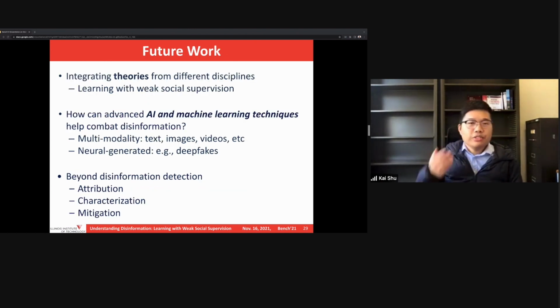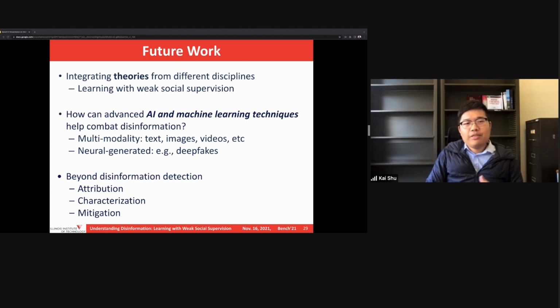So in terms of future research, there's a pressing need for interdisciplinary research. First of all, how to integrate theories from different disciplines such as social science, psychology theories, and so on, into machine learning models, right? So one way is to use this weak social supervision. And second, how can we advance AI and machine learning techniques to help combat disinformation. For example, there are some new forms of disinformation, such as deep fakes, these fake videos, and so on. How to deal with these new challenges of fake news, right?